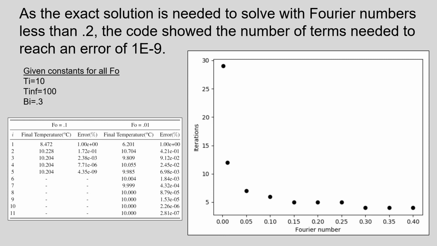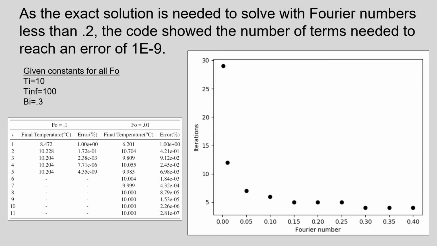And graphically, we can see that as the Fourier number gets closer and closer to 0, the iterations increase exponentially. With a Fourier number of 0.001, we get almost 30 iterations to get within negligible error for the code, showing that the exact solution is necessary to give us the final temperature needed with these types of problems.